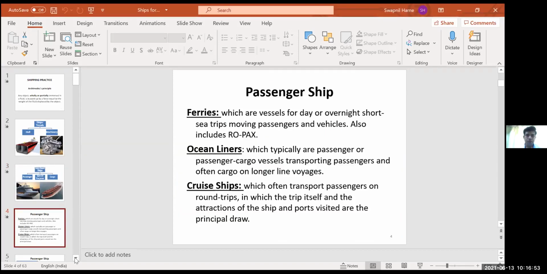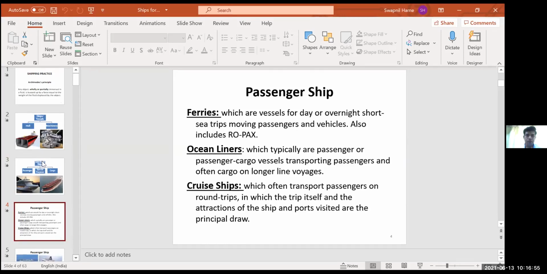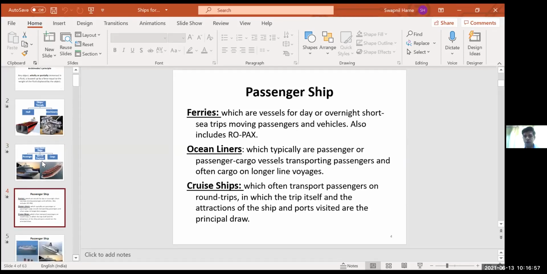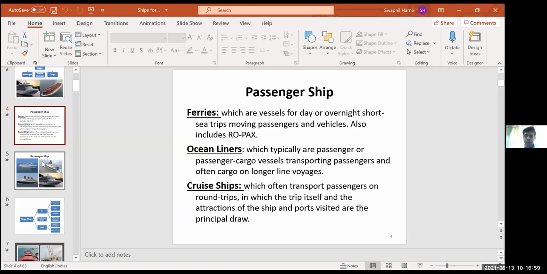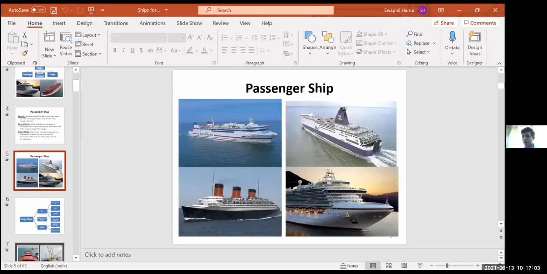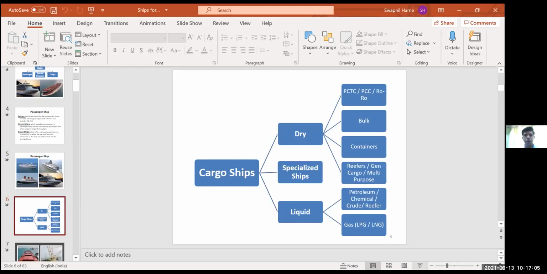There is ocean liner, cruise ships, that's okay. These are some photographs of passenger ships. Here comes our important part, which we have to learn.